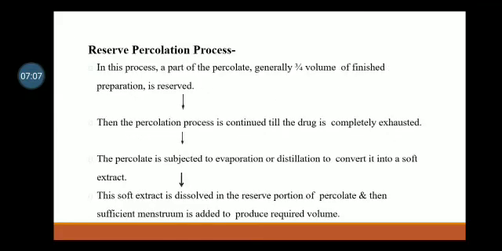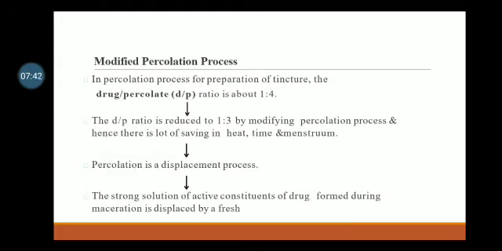First, reserve percolation process. In this process, a part of the percolate, generally 3/4 volume of the finished preparation, is reserved. Then the percolation process is continued till the drug is completely exhausted. Then the percolate is subjected to evaporation or distillation to convert it into a soft extract. This soft extract is dissolved in the reserve portion of the percolate, and then sufficient menstruum is added to produce the required volume. Then modified percolation process.